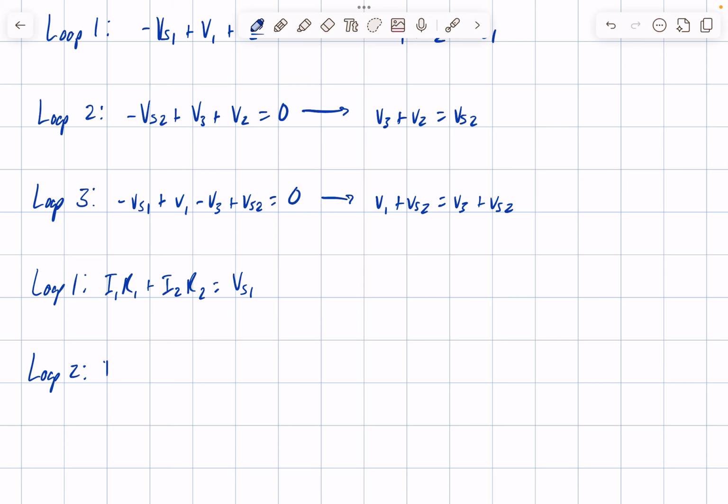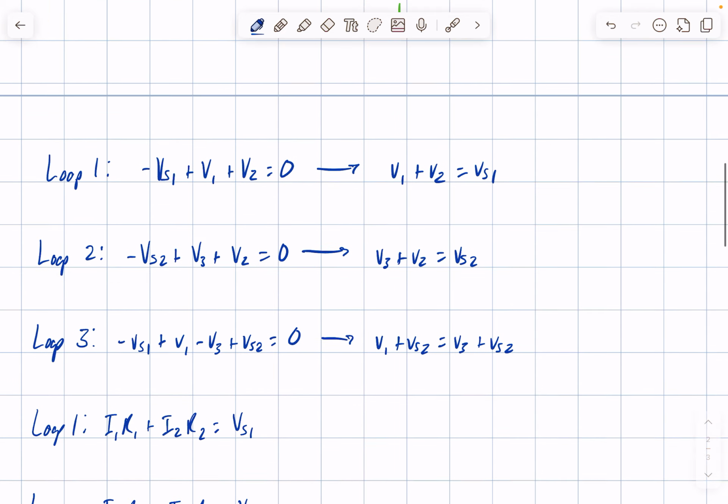We can say I3R3 plus I2R2 is equal to VS2. And then our final loop, say I1R1 plus VS2 is equal to I3R3 plus VS2.